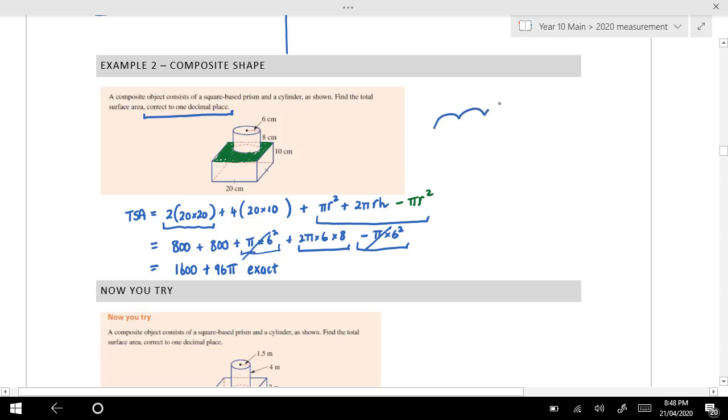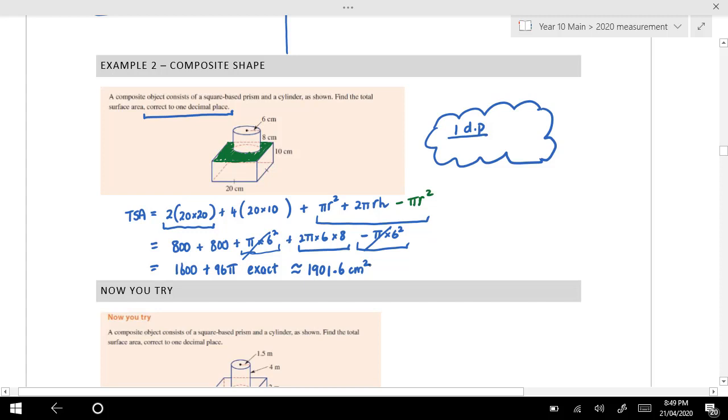But what we're going to do is, of course, we've been asked to do it to 1 decimal place. Later on, you'll have a look at last year's test, where we've got a cone and a composite shape, and you should leave it in exact, and we'll do that a little bit later on. So let's have a look. 1600 plus 96 pi in the calculator is approximately equal to 1,901.6. What's our unit? Centimeters, and it's squared for area.